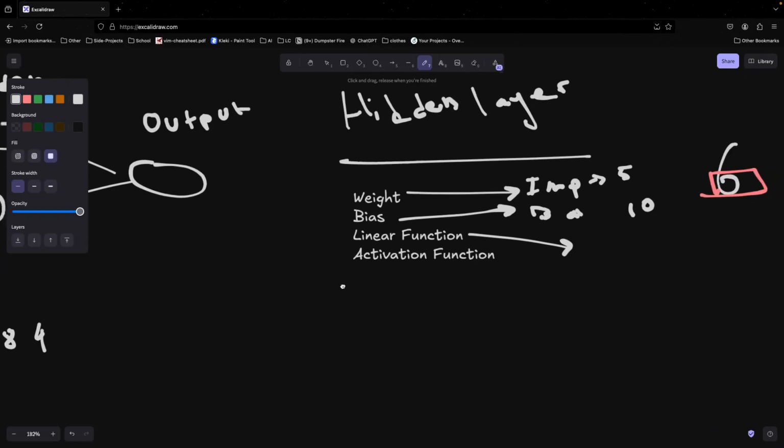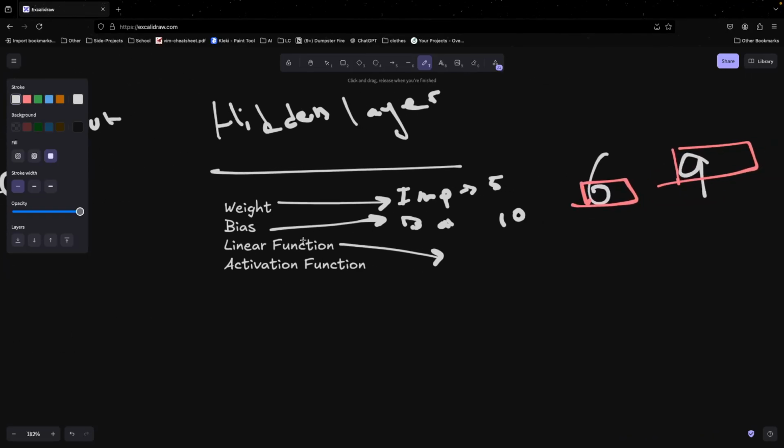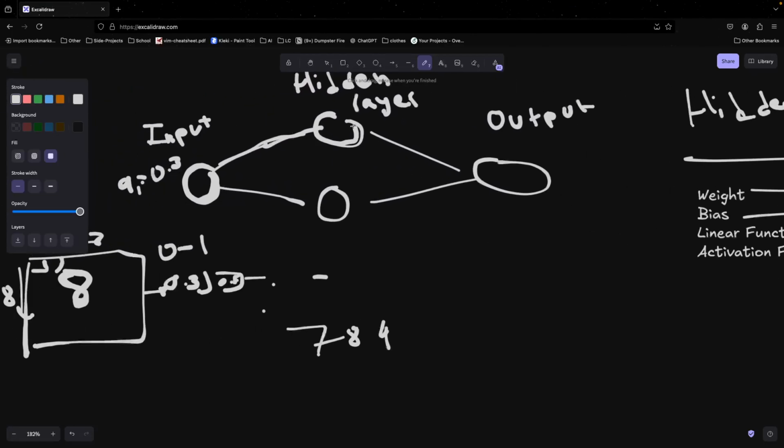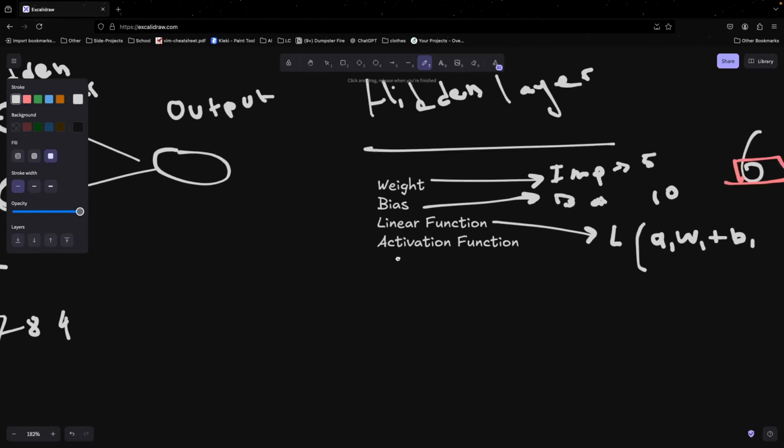And all of these neurons, what happens is that in the linear function, so let's just call this L, in the linear function, it takes an A1, which is one of the inputs, multiplies it by the weight, and then gets added by the bias. So here we only have one of them. But imagine, right now here we have 2 of these hidden layers. So this calculation essentially happens twice.